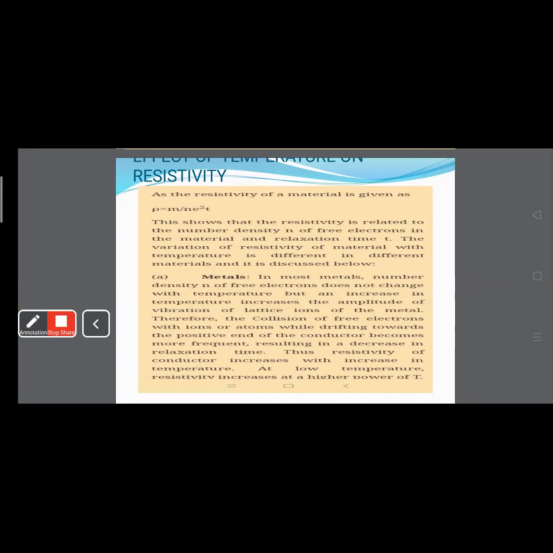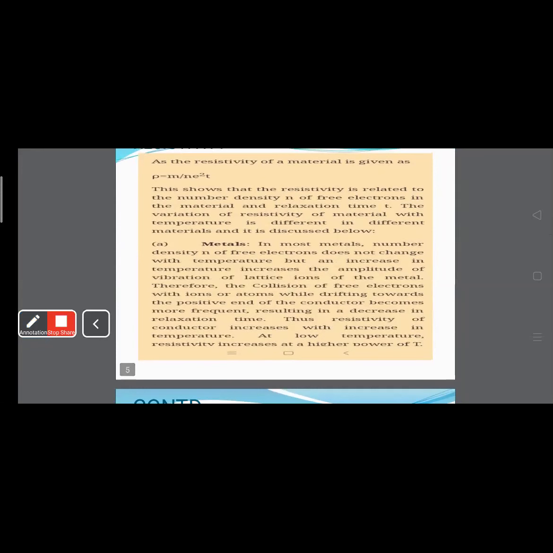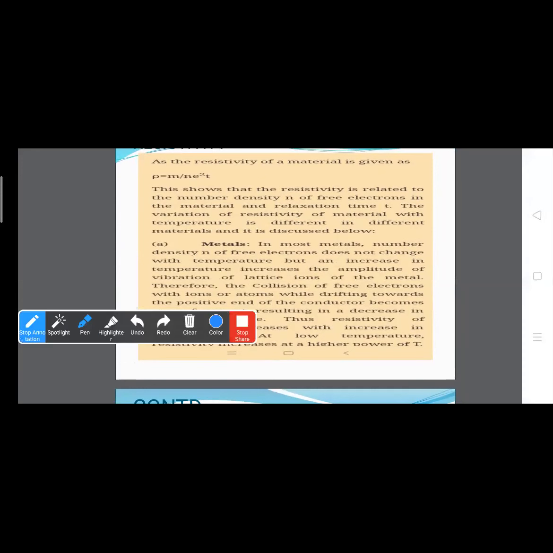The effect of temperature on metal, conductor, non-metal, or semiconductor. So as we know the formula of resistivity, which is given by rho equals m upon ne²τ, where τ is the relaxation time. Okay. So this formula shows that resistivity is related to the number density of free electrons in the material and the relaxation time. So the variation of resistivity of a material with temperature is different in different materials as discussed below.